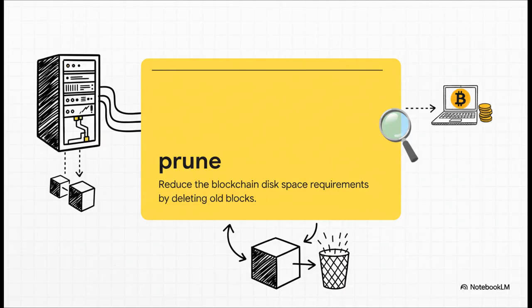This is basically your node's automatic cleanup crew. Once your node downloads and completely verifies a block, it checks how old it is. If it's old news, prune just deletes it, throws it out. It's an absolute game changer for running a node on a laptop or a machine with a smaller hard drive.